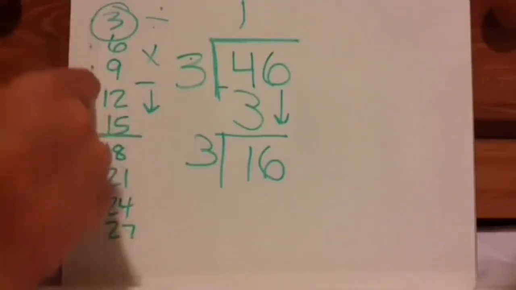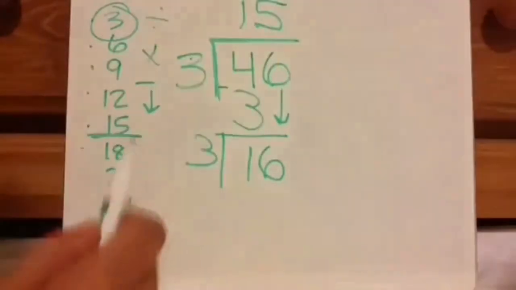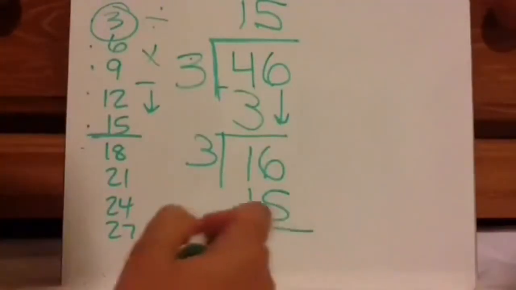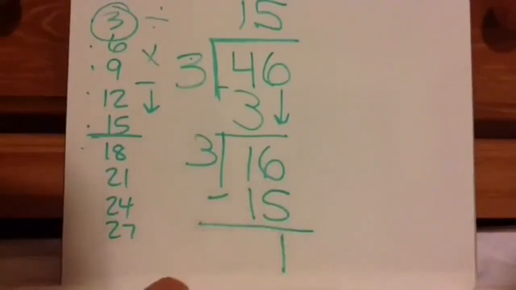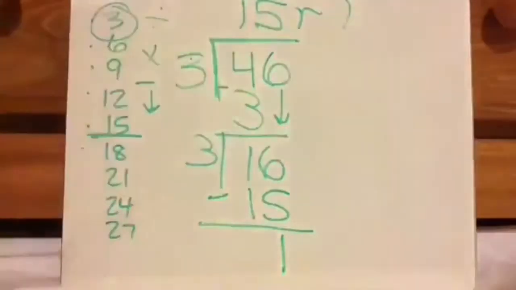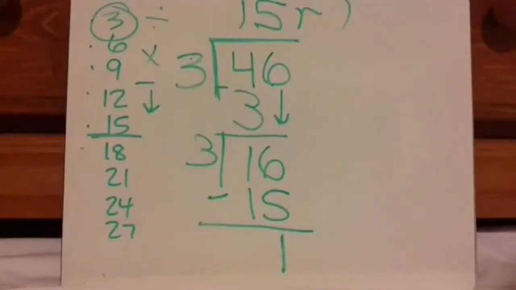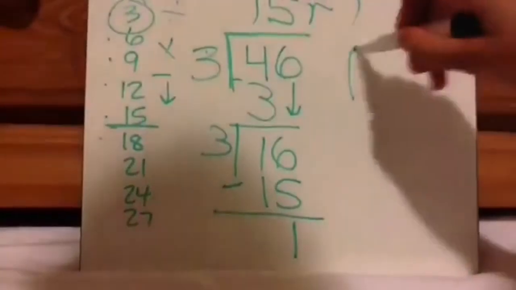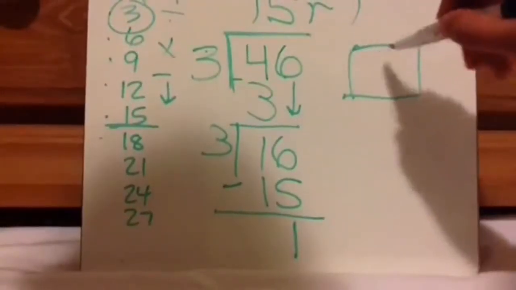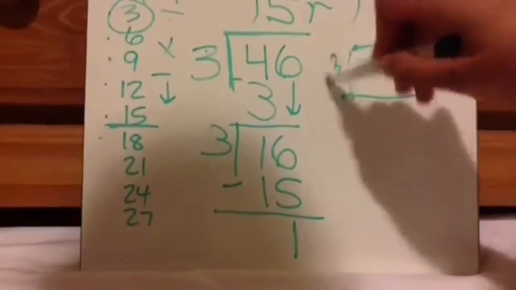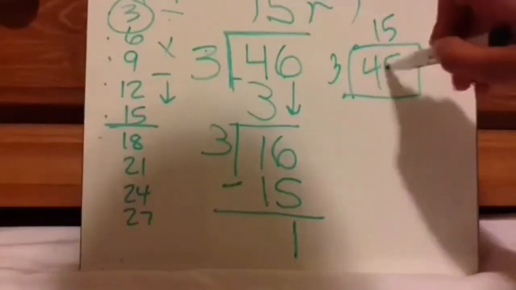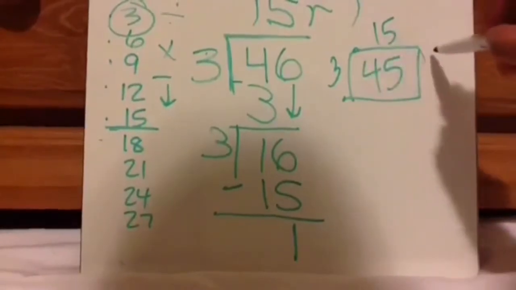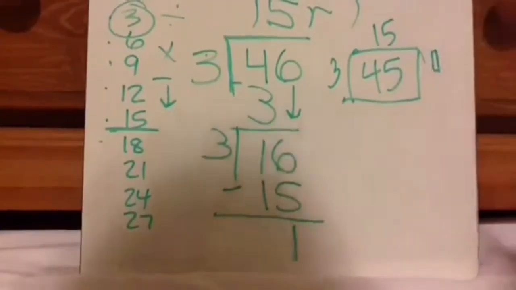So 1, 2, 3, 4, 5 times. Okay? So that would be 15. So you put that here. 16 minus 15 is 1. So my answer is 15 remainder 1. So if you look at this as a whole, you're saying, well, if you want 46 in here, the best I can do is a 3 by 15, and a 3 by 15 equals 45. And so then, you want 46, so then you'll have 1 left over.